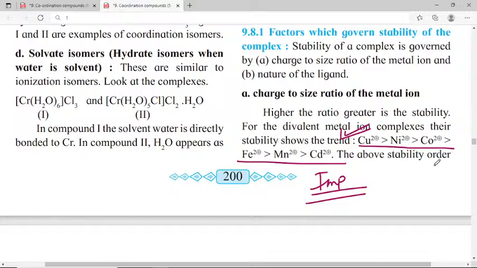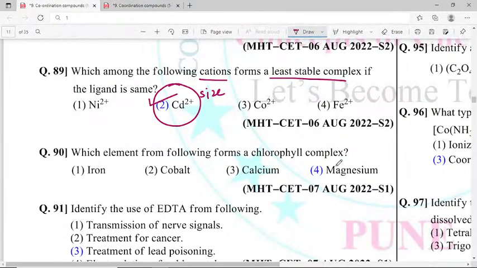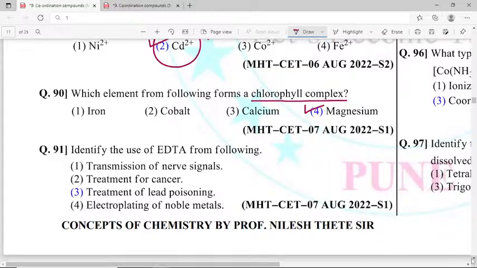Copper, nickel, cobalt, iron, manganese and cadmium: stability depends on the charge to size ratio of the metal ion. Clear? Get it everyone? Which element from the following is in the chlorophyll complex? Magnesium. Magnesium is present in chlorophyll. Iron is present in hemoglobin. Cobalt is in vitamin B12, remember that. It is called cobalamin.